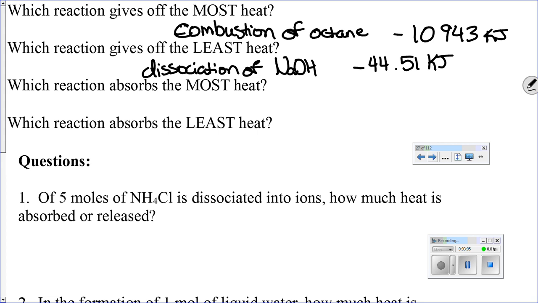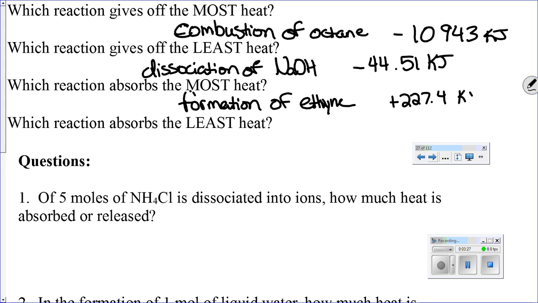The reaction that absorbs the most heat, if you look for that one, is going to be your largest positive value, which is the formation of ethine. Oops, a little organic review for you there, C2H2. And it has a value of positive 227.4 kilojoules. Your reaction that absorbs the least heat is the dissociation of sodium chloride, which only absorbs 3.88 kilojoules per mole of sodium chloride.